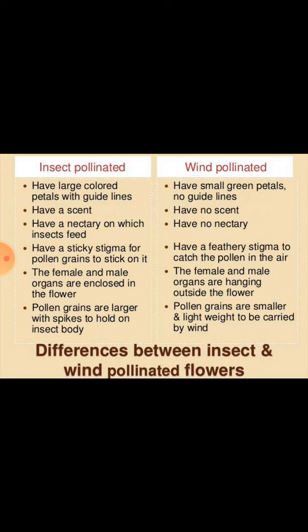In wind pollination, flowers have very small and green petals, and no scent or odor. That is why the pollen is lightweight and powdery in nature. They have no nectary, so there is no nectar secretion, and insects do not visit. They have a feathery stigma, which easily catches pollen carried by wind. The male and female organs hang outside of the flower, so it is easy for pollen grains to reach the stigma. Pollen grains are smaller, lightweight and carried by wind.